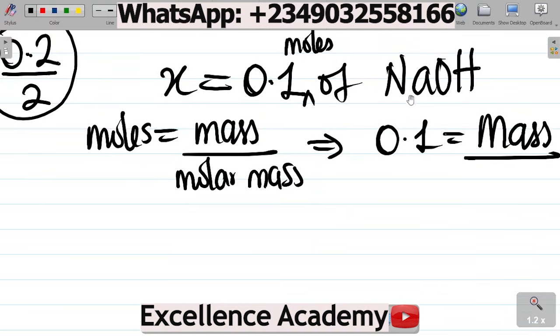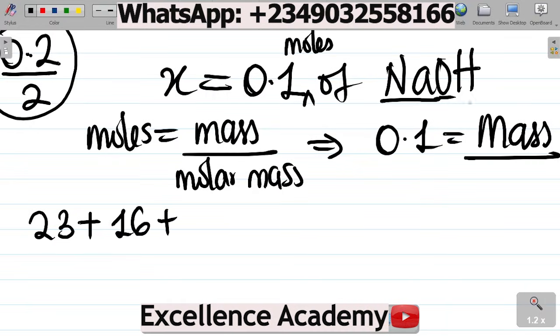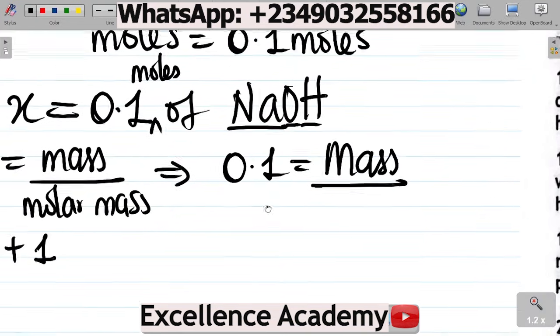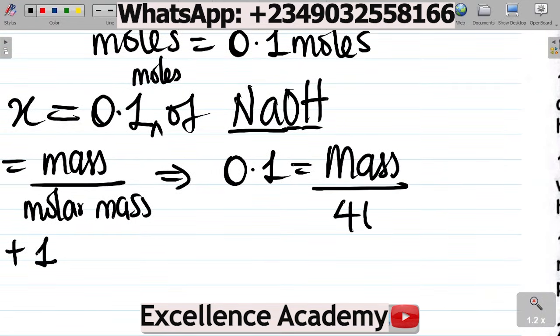Let's get that value. For sodium, Na, the atomic mass is 23, plus for oxygen, the mass there is 16, plus for hydrogen, the atomic mass is 1. When you combine this, you have 23 plus 16 plus 1, and that gives you a total value of 40. So the molar mass of sodium hydroxide is 40.